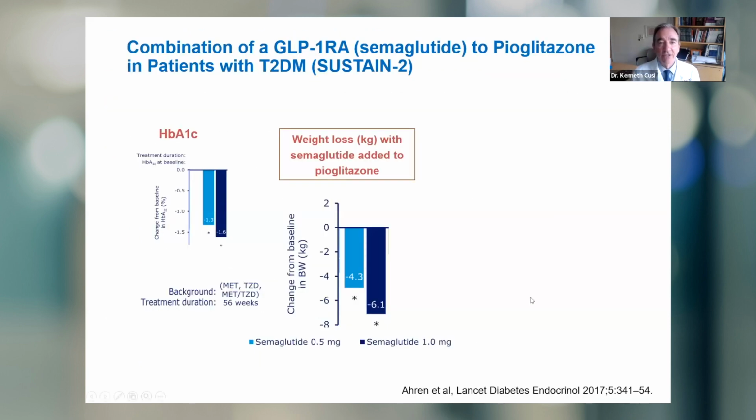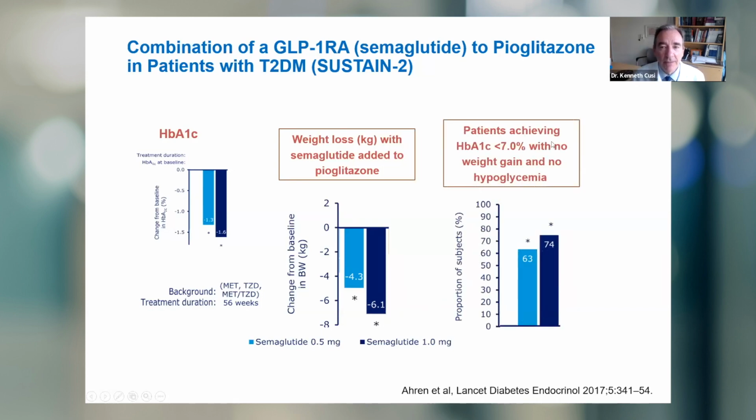This is the last slide I'm going to show you about pioglitazone before we move on to future drugs. This is a study that you probably haven't read because it's in the diabetes literature. If you add semaglutide to people on pioglitazone, you have a reduction in the A1C. This is at the low dose of 0.5 milligrams. This is at the higher dose of 1. Again, you have a reduction in weight by adding semaglutide to pioglitazone. And most of your people will achieve a normal A1C with no weight gain and no hypoglycemia.